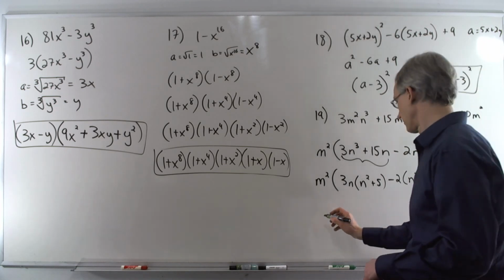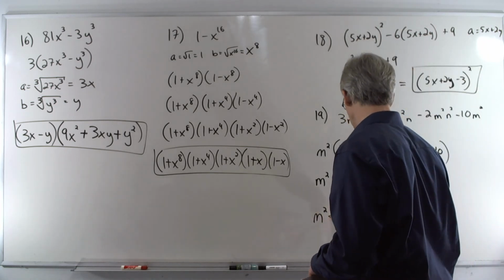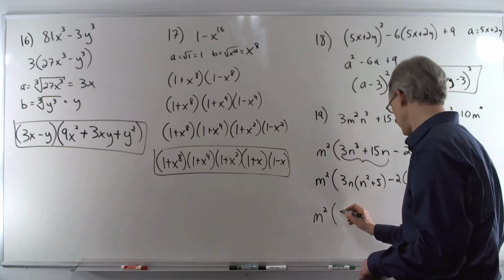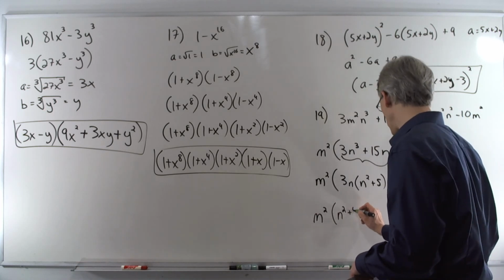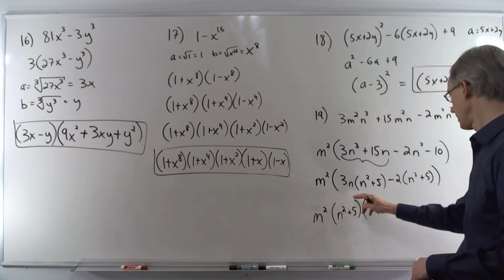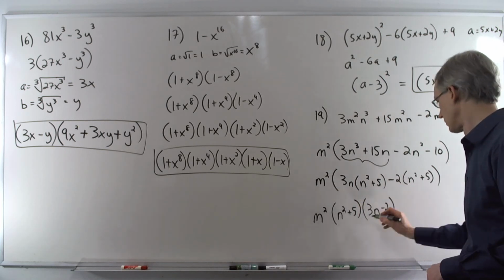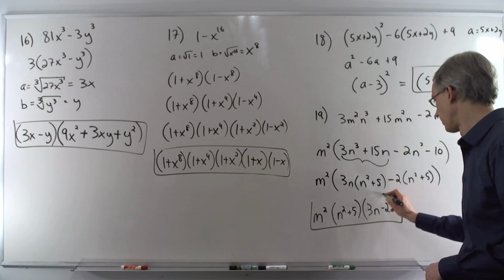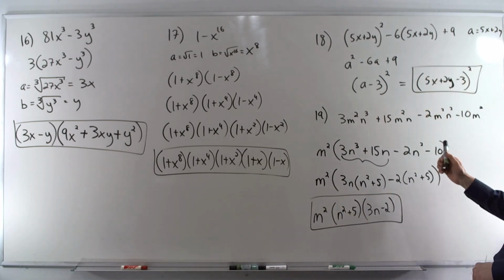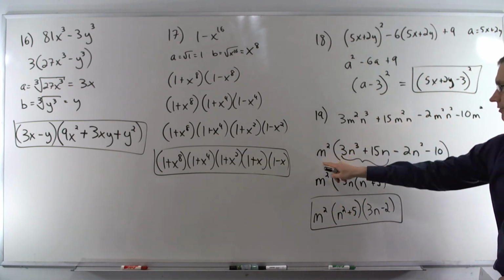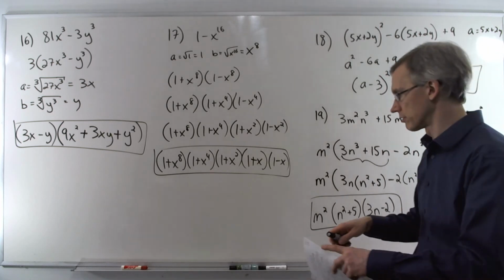Completing the factoring by grouping, m squared stays on the outside, n squared plus 5 comes out, and what remains is 3n minus 2. So impossible to do until we get rid of that greatest common factor first. Then it's straightforward factoring by grouping.